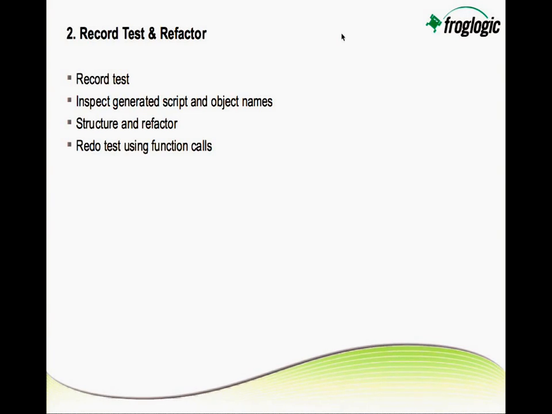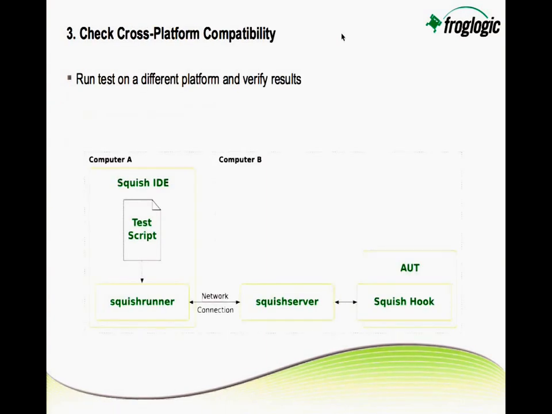So when we now switch back to the slides, we basically did those steps. We recorded a test, we looked at the test script, at the object names, refactored it, and redid the test by using our refactored functions instead of just a basic recording. So the next step, since we want to do cross-platform testing, would be to use the exact same test and run it against the same application on a different platform.